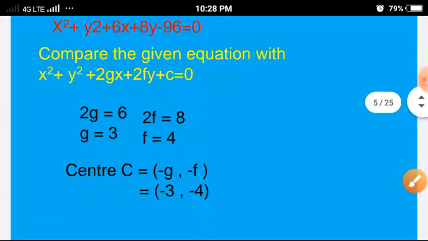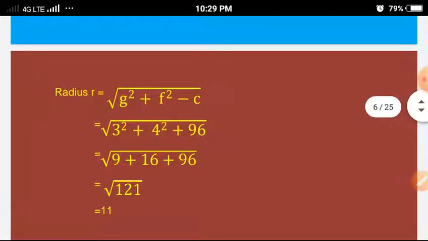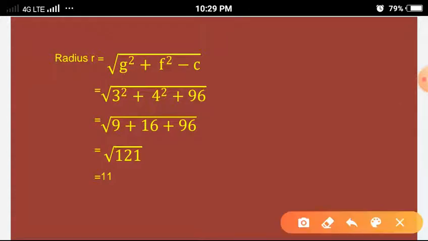Then center is minus g comma minus f. Here g we have 3, then minus g means minus 3, and minus 4. This is center. The center of the circle is minus 3 comma minus 4. Next we have to find radius of the circle. The formula of radius of the circle is square root of g square plus f square minus c.